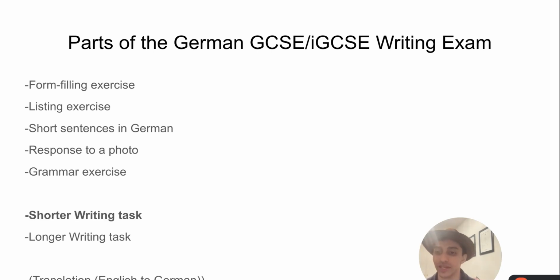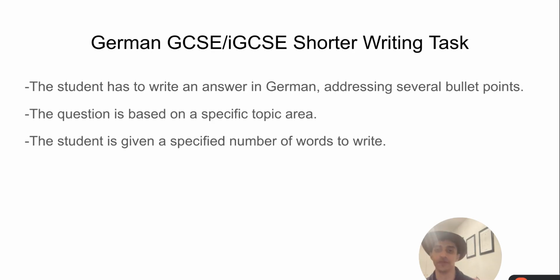Yeah, and of course, just to confirm, in this video we are looking at the shorter writing task. The shorter writing task is, of course, the shorter of the two writing tasks for the German GCSE or iGCSE writing paper. That's why it's called the shorter writing task.